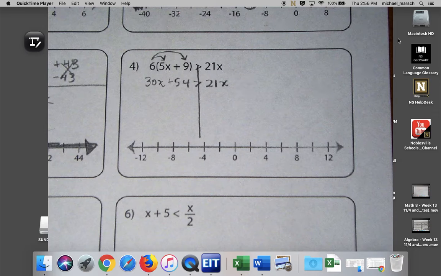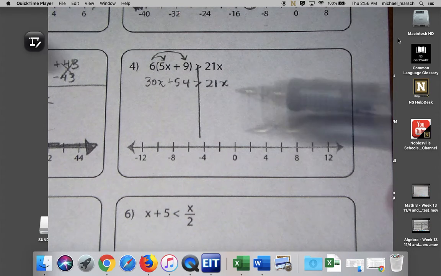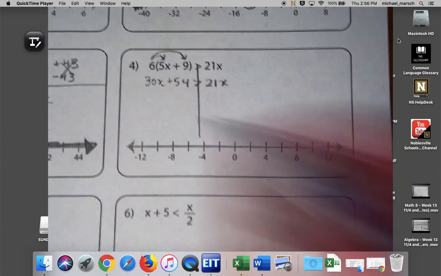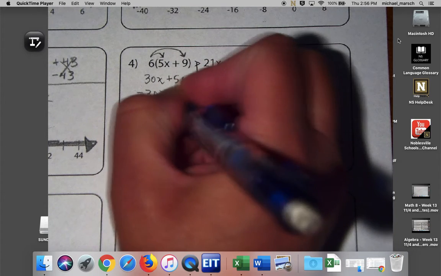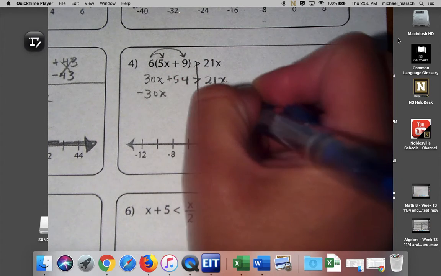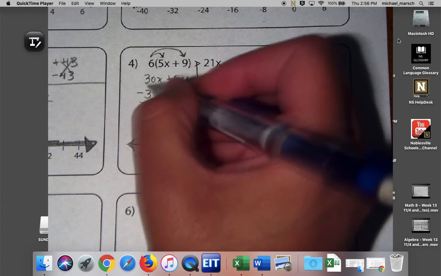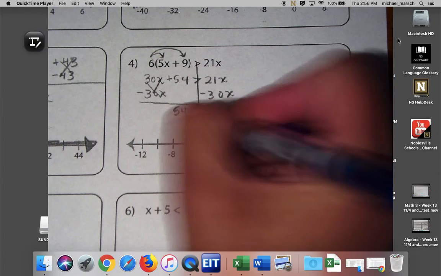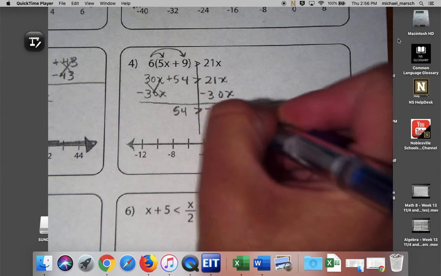I need to make sure all my x's get to one side. So I'm going to have to subtract this 30x, even though it's going to give me a negative value. That's my only option. So now I have 54 is greater than negative 9x.